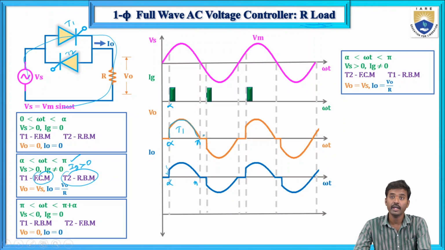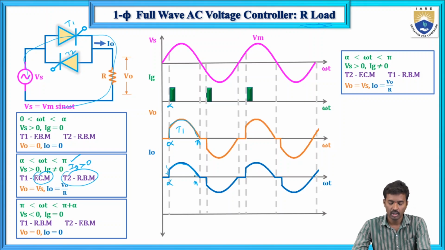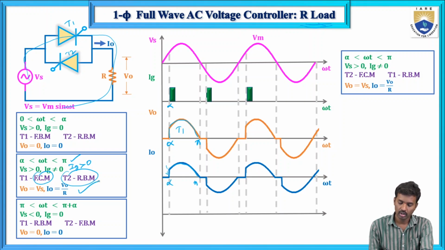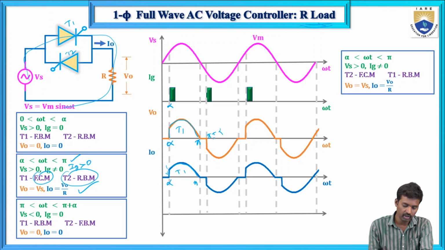Now what about the I naught? I naught equals V naught by R. So this is the case where the T1 thyristor will conduct. This is the thyristor T1 current. Then from pi to pi plus alpha, T1 is in reverse blocking mode and T2 is in forward blocking mode. So T1 and T2 both are in off mode, and there is no output voltage and output current.